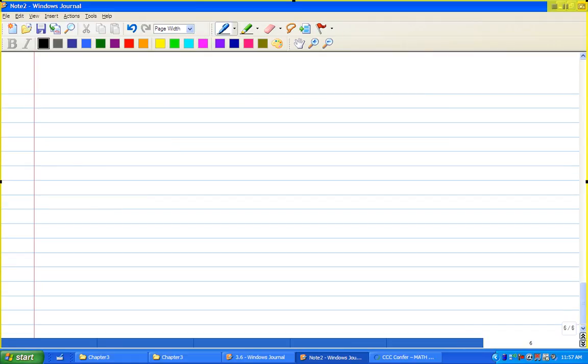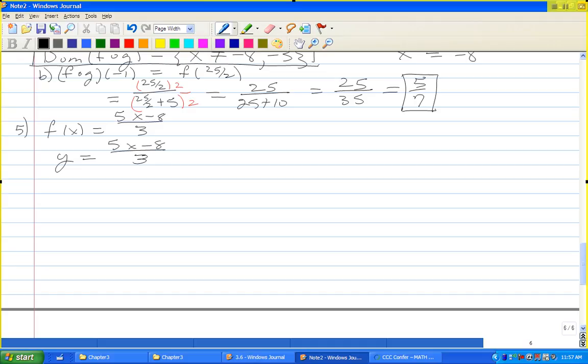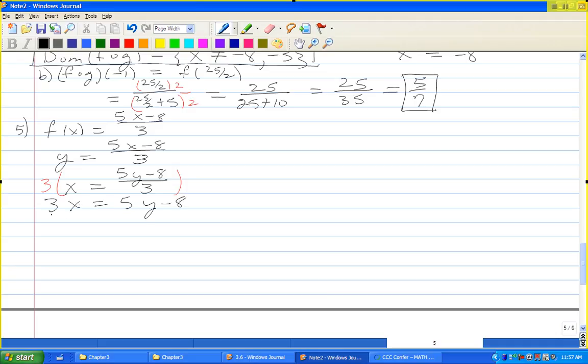Interchange x and y. Multiply both sides of my equation by 3. Add 8 to both sides of your equation. Divide by 5. So the inverse function is just one fifth x. Maybe I'll write it this way. It's just 3x plus 8, all over 5.